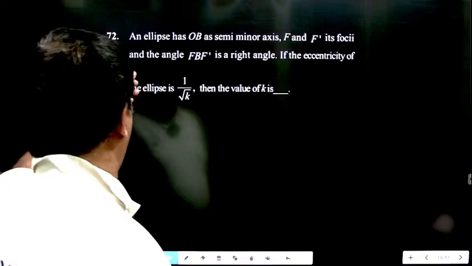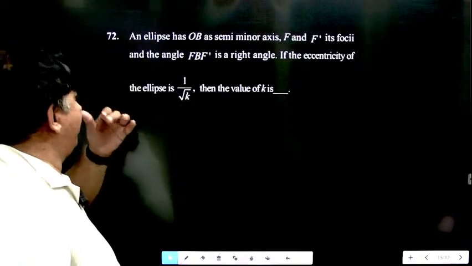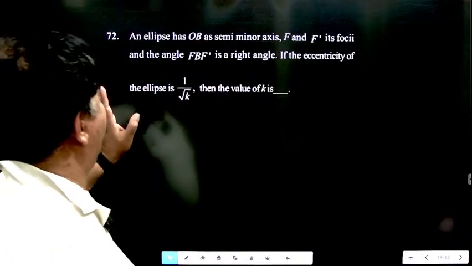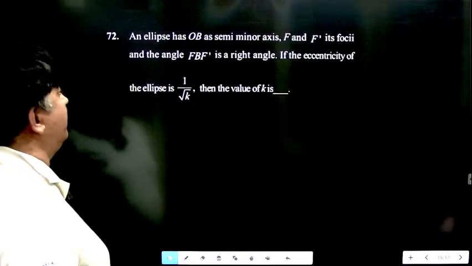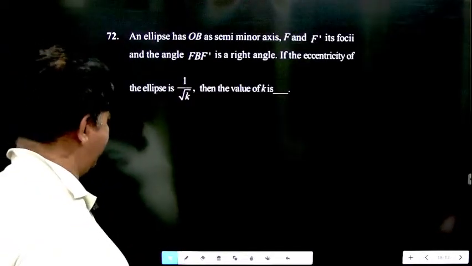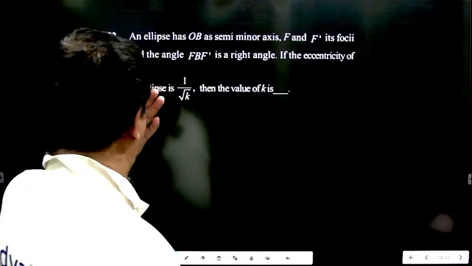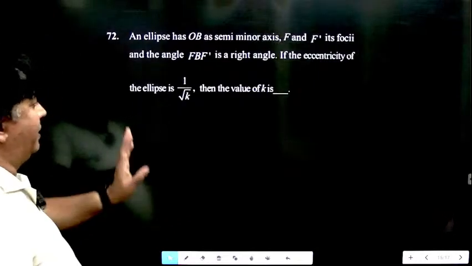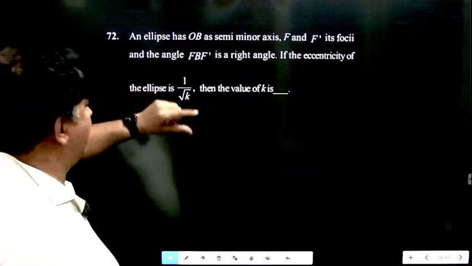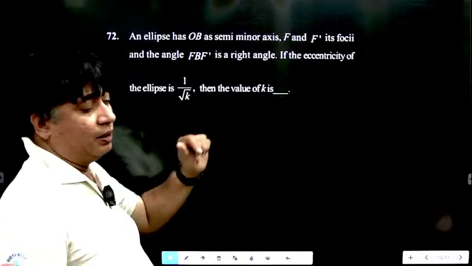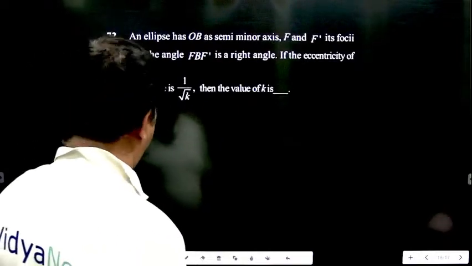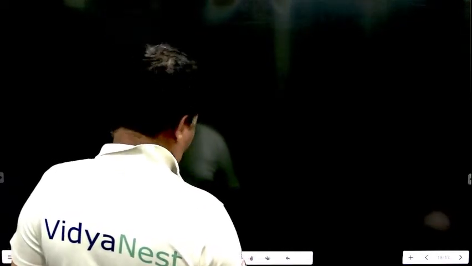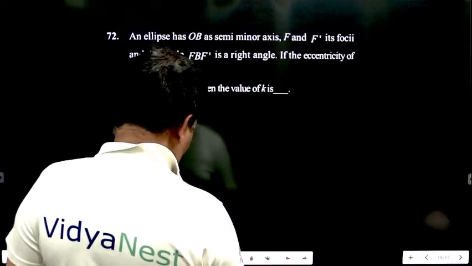See, one sum is visible, observe carefully. An ellipse has OB as semi-minor axis, F and F dash its foci, and the angle FBF dash is a right angle. Eccentricity is given in terms of 1 by root k. Then you are told to find the value of k. So what will be the figure? Just wait.